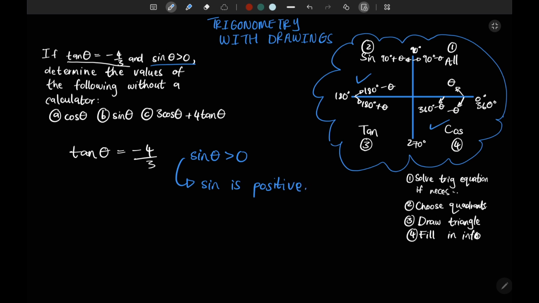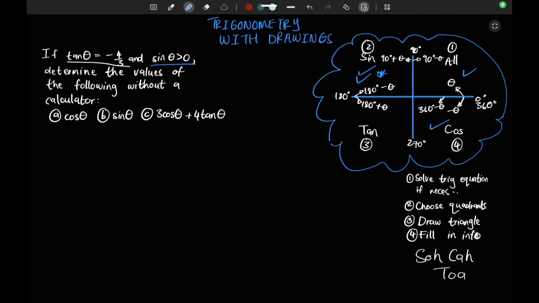As I explained, if something is greater than 0, then it's positive because it's bigger than 0. So in which quadrants is sine positive? Sine is positive in the first and the second quadrant. So can you see now that in the second quadrant we have 2 ticks? That means we're supposed to draw a triangle in the second quadrant. We chose our quadrant. Now let's draw our triangle.